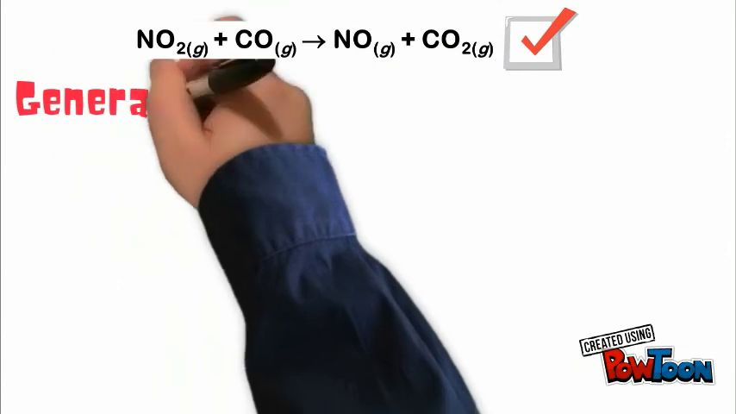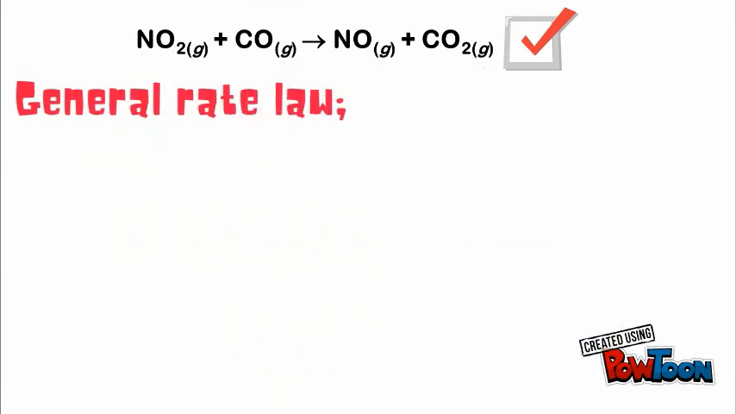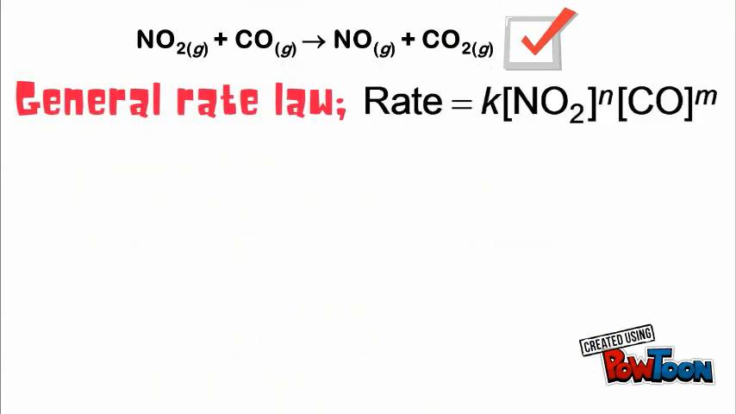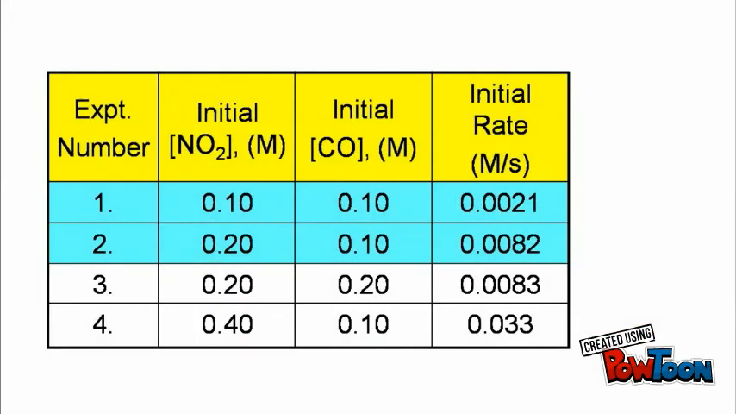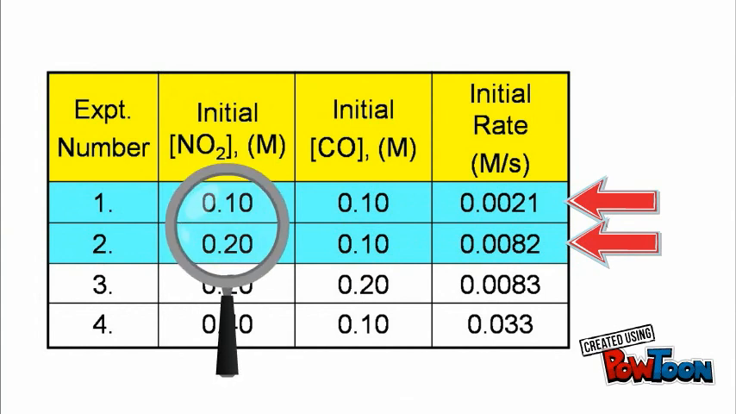From the reaction equation, we will write the general rate law. Then, we will examine the experimental data in the table and find two experiments in which the concentration of one reactant changes, but the other concentrations are the same. Let's say we take experiment number 1 and compare with experiment number 2. Here, the concentration of nitrogen dioxide changes, but the concentration of carbon monoxide does not.